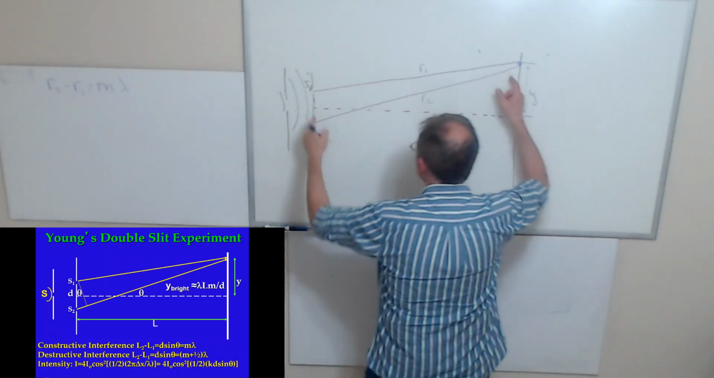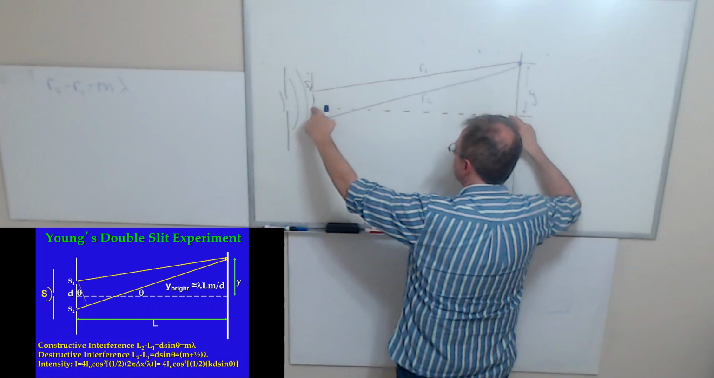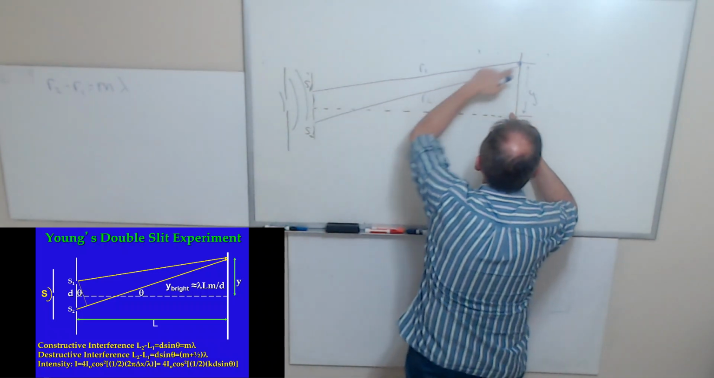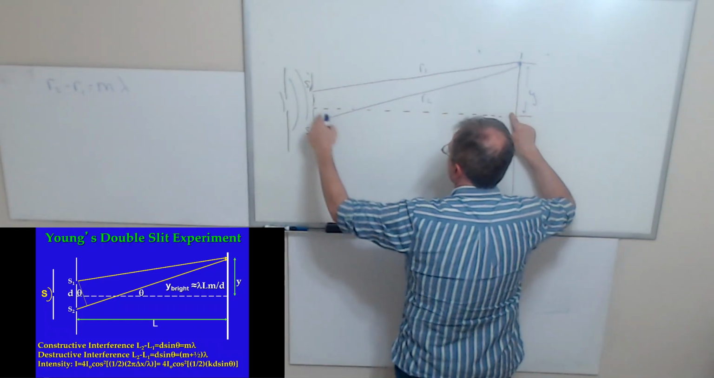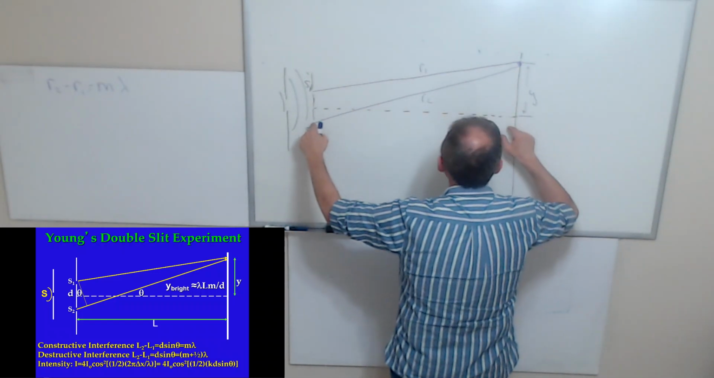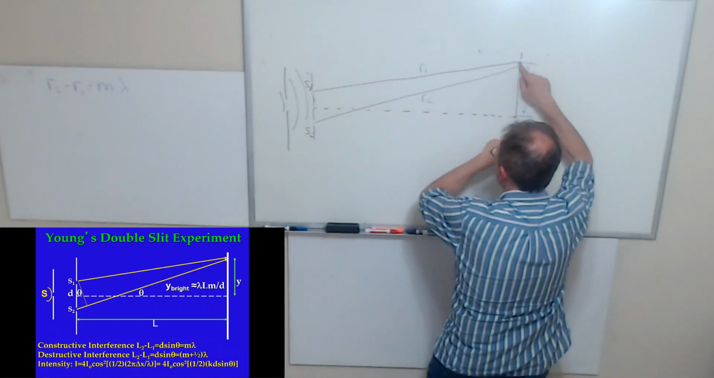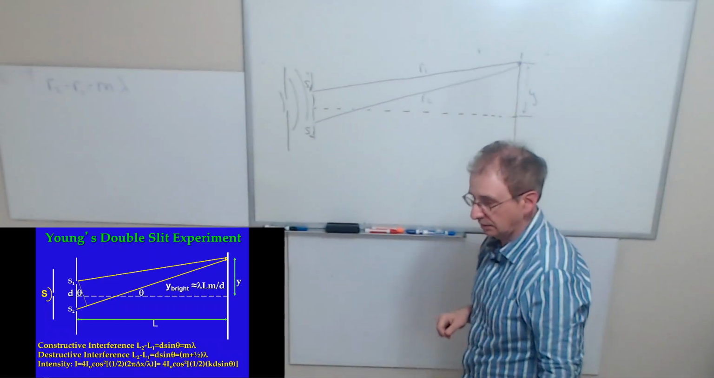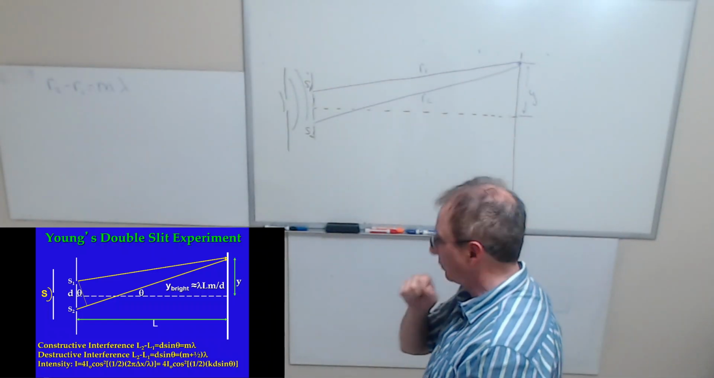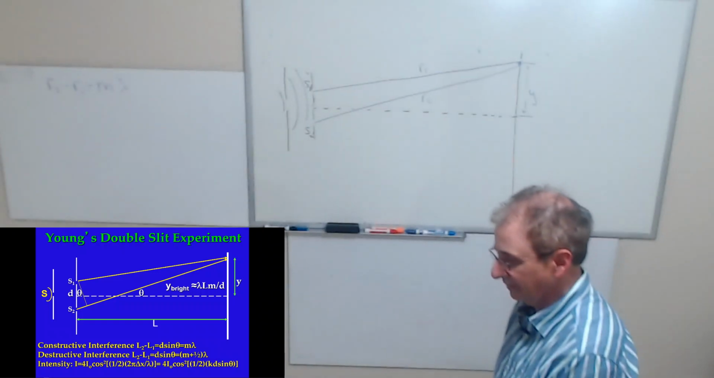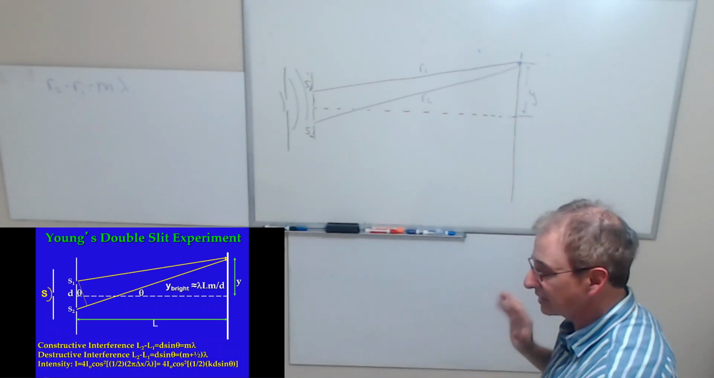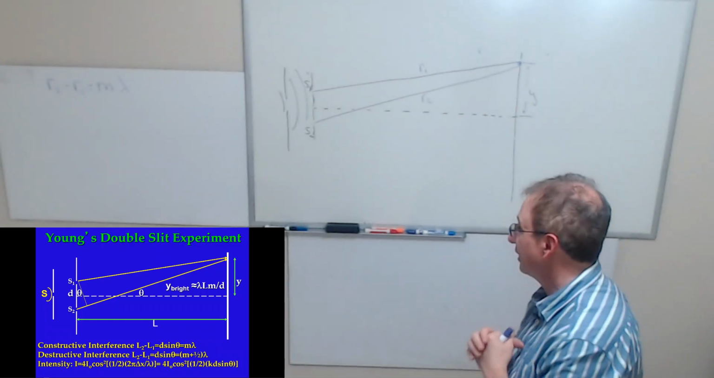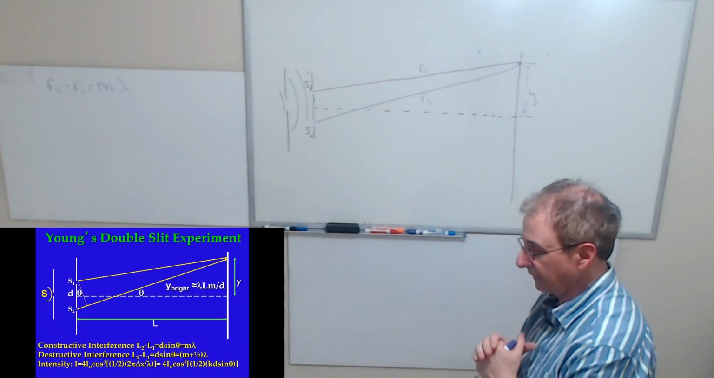Now, R1 and R2 can be determined by the Pythagorean theorem, right? This distance squared plus this distance squared will give me R1 squared, and then the distance from here to here squared plus this distance squared will give me R2 squared. And we can solve the problem. You just have a lot of square roots in it. It's not an easy problem to do. In fact, I'm going to do an example that shows you how complicated the algebra can be.